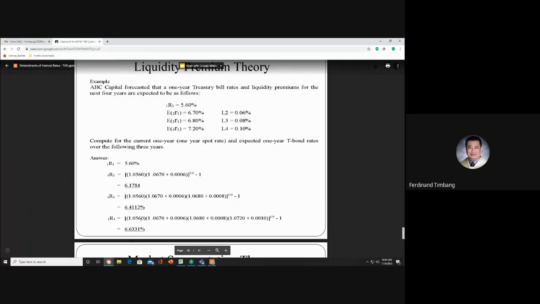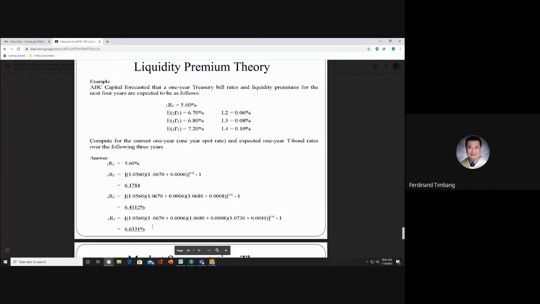Okay, makukuha nyo rito, yung 1.060, ayun. Yung second year, ito, galing dito. Yung 1.0680, nandito na galing sa third year, no? Tapos yung last, nandito sa last din dito. Then minus 1, so 6.6331%.